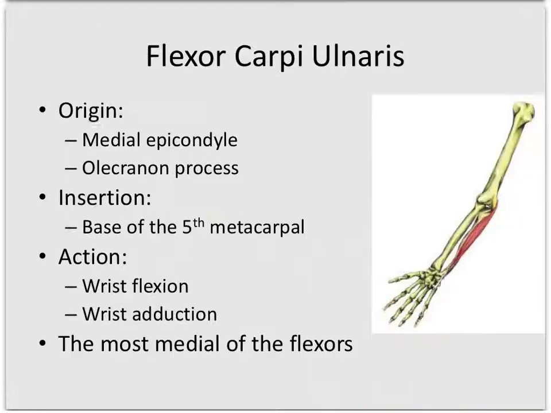The next flexor muscle is the flexor carpi ulnaris. That means it inserts on the ulnar side of the wrist, at the base of the fifth metacarpal. This is on the anterior side of the wrist, and again it comes from the medial epicondyle, just like the rest of the flexors do. Since it's an ulnaris muscle, this is a wrist adductor, and it is the most medial of the wrist flexor muscles.